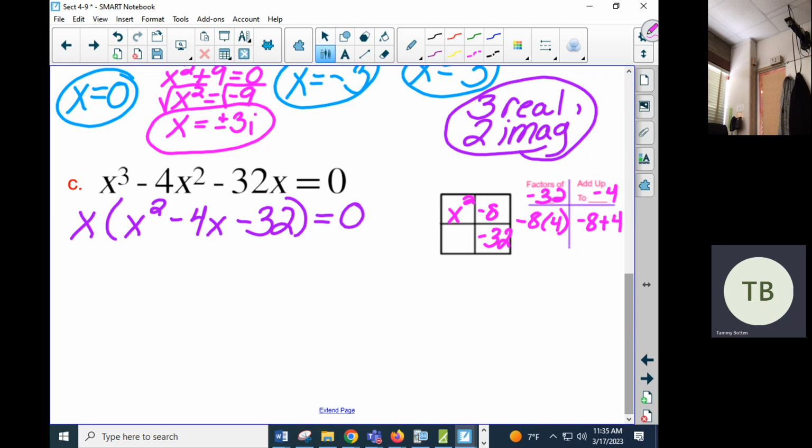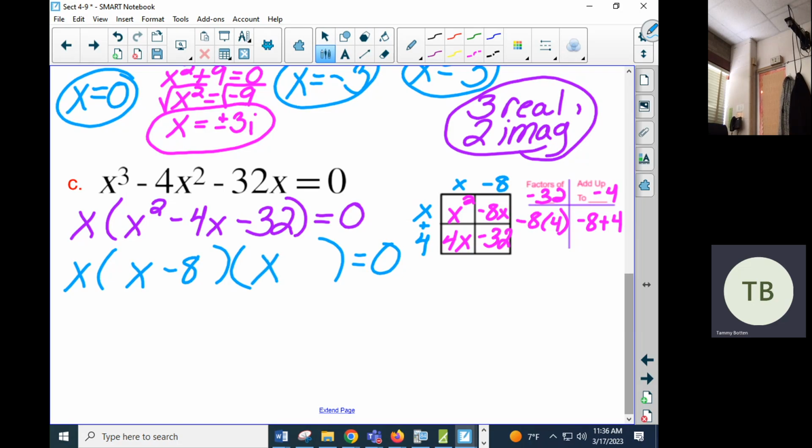So one of these is negative 8x, one is 4x. And then to get that x squared, we have x times x. And then to get negative 8x, this is negative 8. X times what is 4x? That's 4. And we'd have a plus there. So I still have that x out front. I can't forget about that. One of my factors is x minus 8, and one is x plus 4.